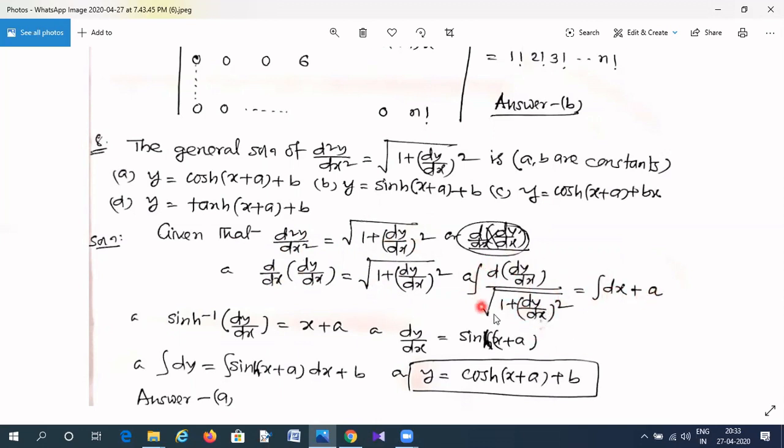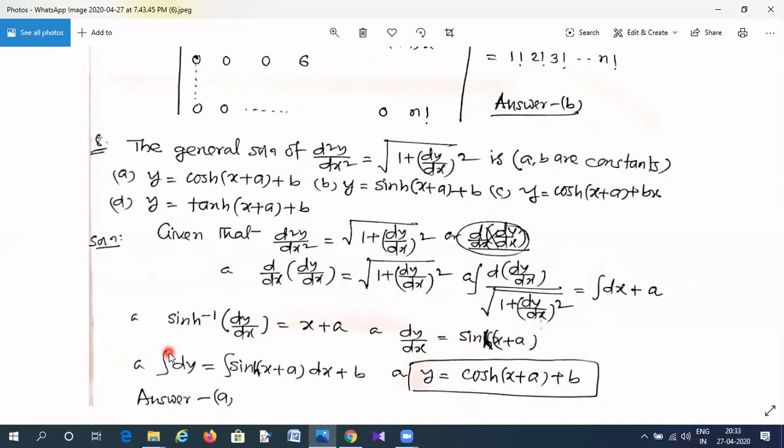Now look at this integration. If we consider dy/dx as some variable z, then dz by root over 1 plus z square. The formula is known. That will be sine hyperbolic inverse z, that will be sine h inverse of dy/dx. And the integration of dx is x plus the constant a. So dy/dx is equal to sine hyperbolic x plus a. Now dy is equal to sine hyperbolic x plus a dx.